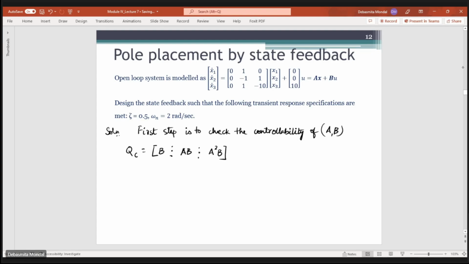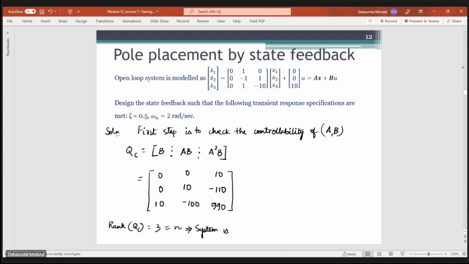If you find out the value of this QC, if you do the calculation, you will get the matrix. Now you see that the rank of this QC is equal to 3, and 3 is equal to n, the order of the system. So this implies that the system is completely controllable.